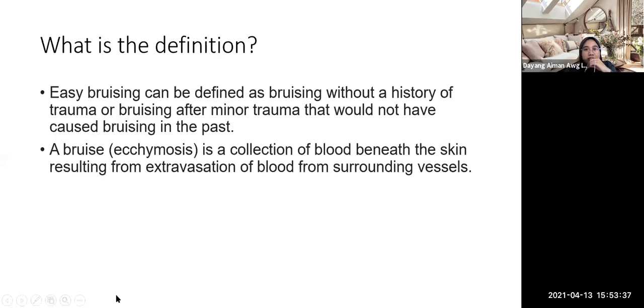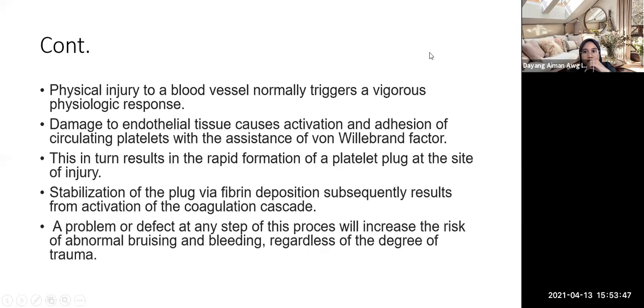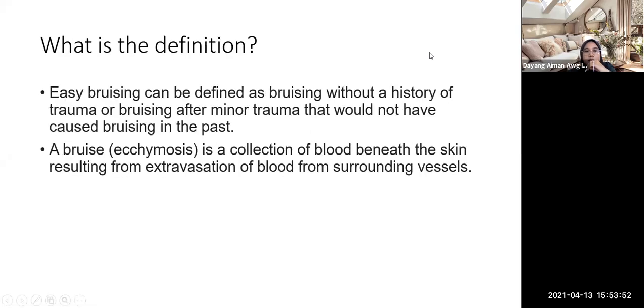So, firstly, what is the definition of easy bruising? Easy bruising can be defined as bruising without history of trauma, or bruising after minor trauma that would not have caused bruising in the past. And a bruise, also known as ecchymosis, is a collection of blood beneath the skin resulting from extravasation of blood from the surrounding vessels.